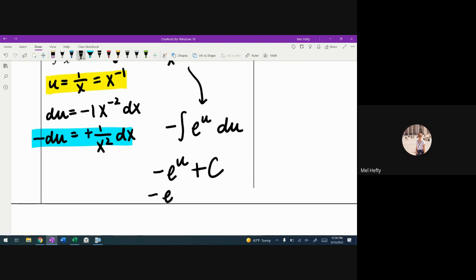And then I'm going to plug my u back in. I'm going to use the 1/x. You could certainly use the x to the -1.